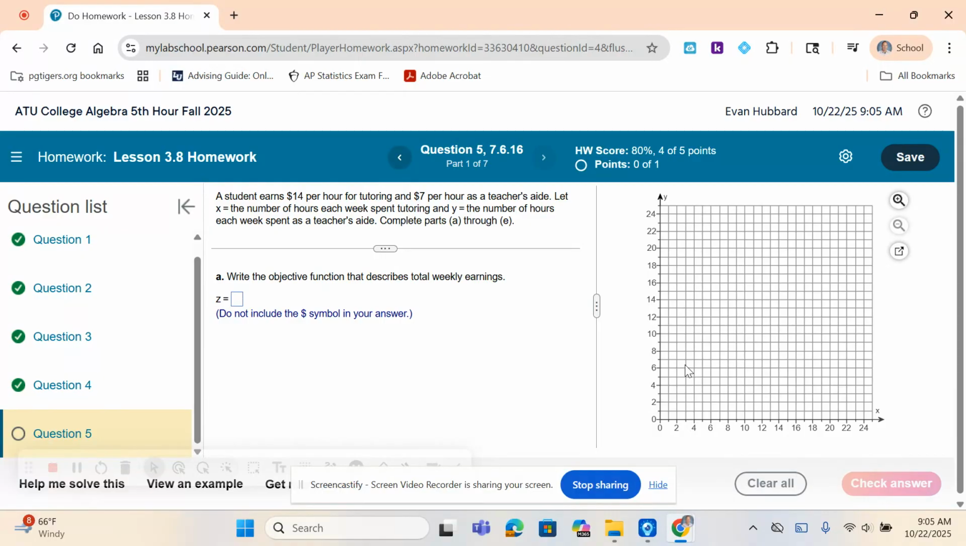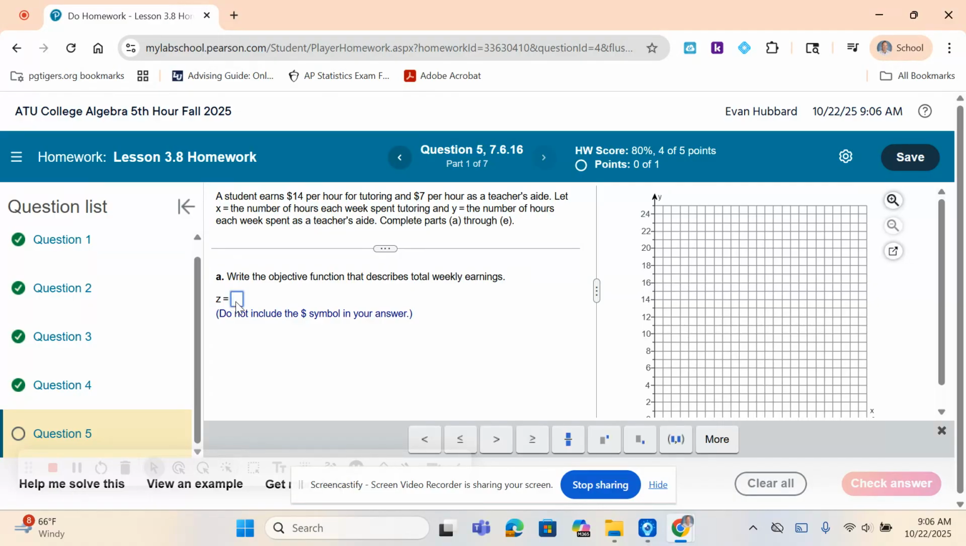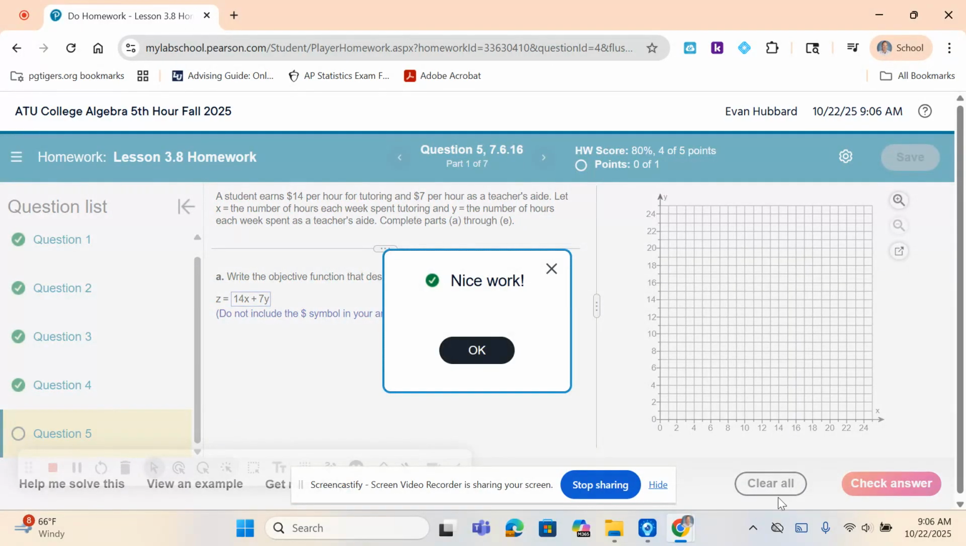We want to let X be the number of hours spent tutoring and Y the number of hours spent as a teacher's aide, and write an objective function. So my objective function will be Z equals 14X plus 7Y, because you get $14 per hour tutoring and $7 per hour doing a teacher's aide.